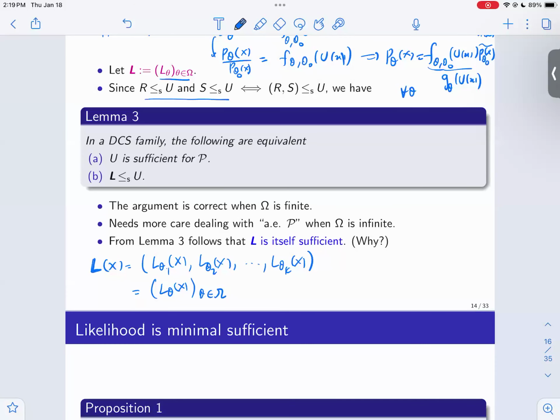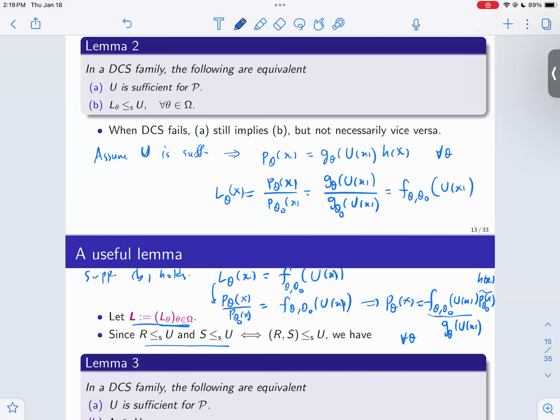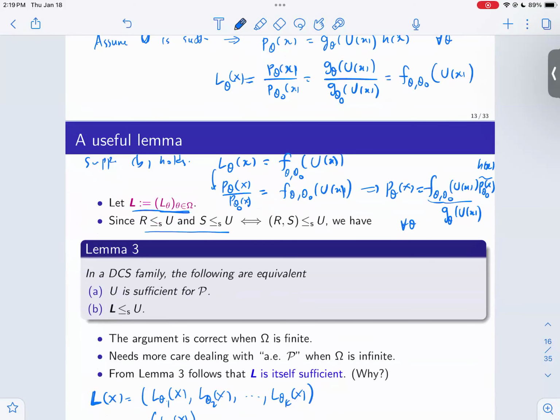So this is like topology in a sense. This is saying all the coordinates of this vector are functions of U, so as a whole, the vector is a function of U. Okay, so this is just a restatement of that. If this makes sense, then you're in business. So U is sufficient if and only if L is a function of U, L as the entire vector or entire function. Now from this lemma, we can conclude that L itself is sufficient.